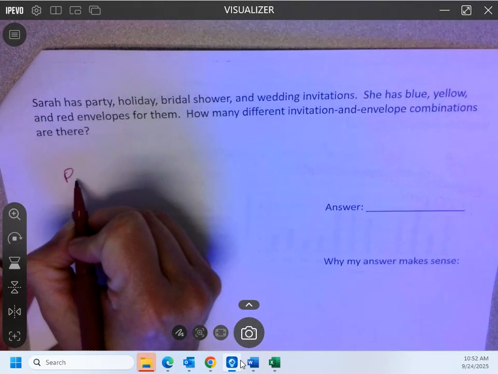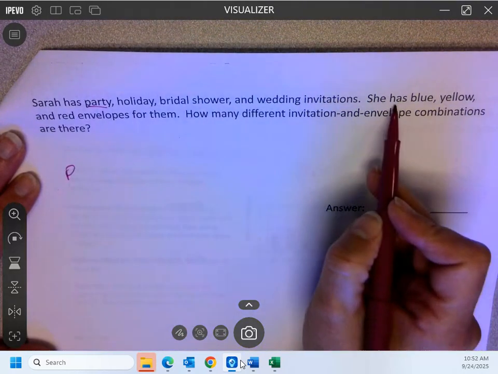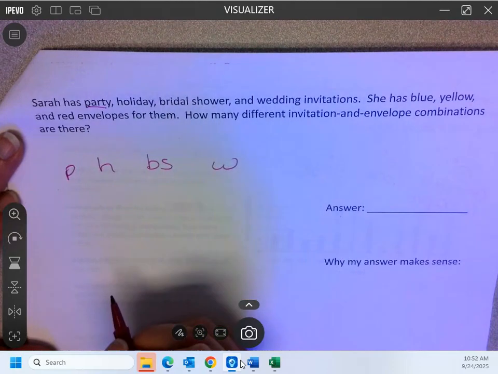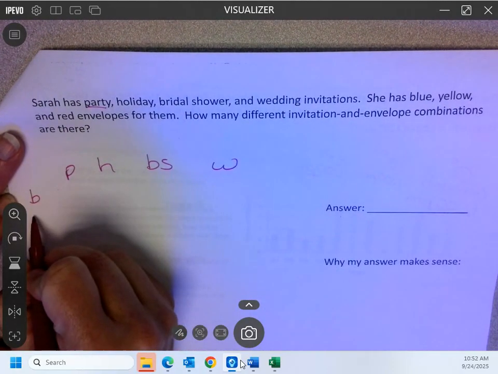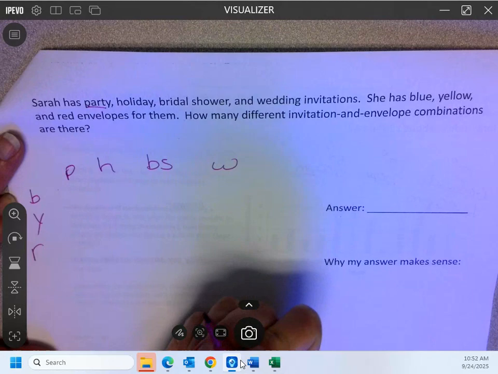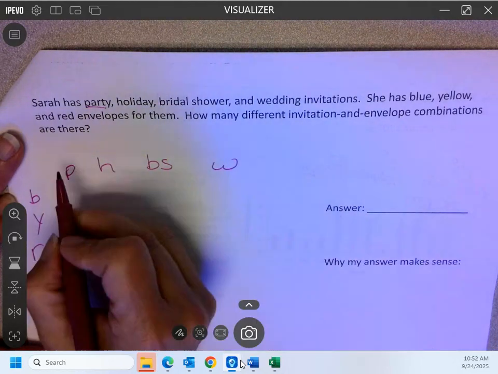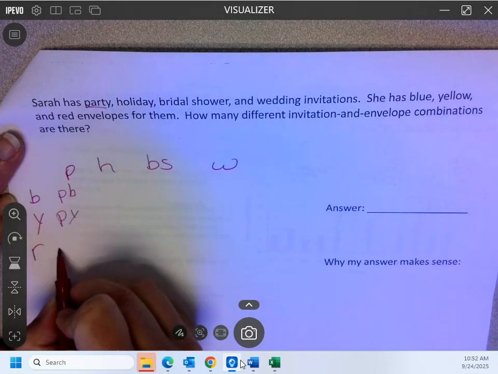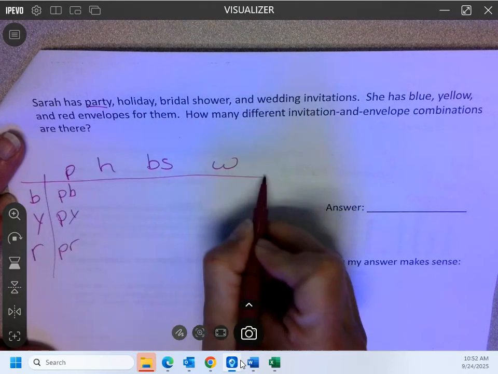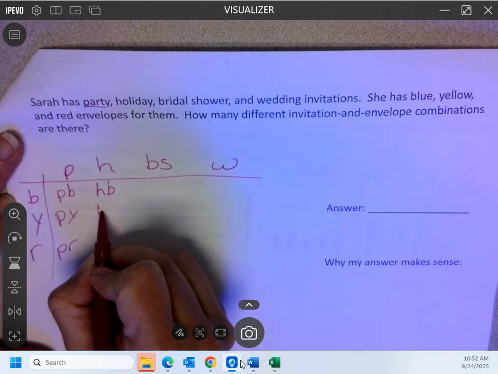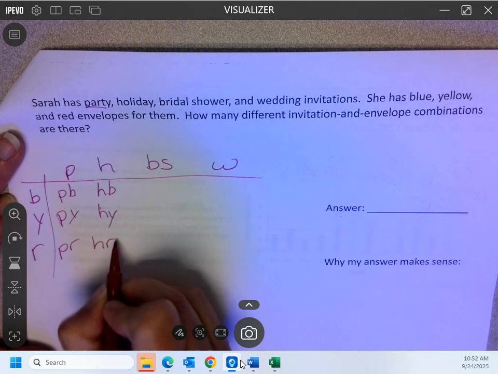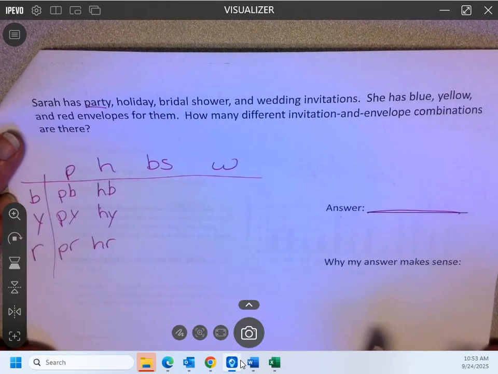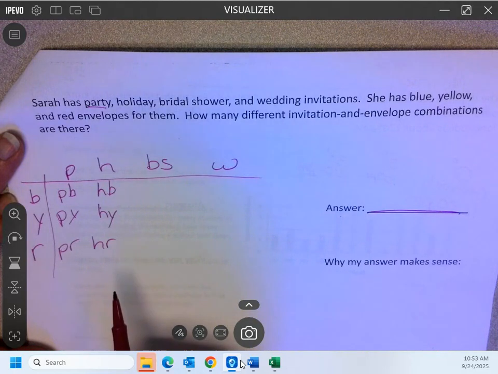Okay, so she's got party invites, and she's got holiday invites, bridal shower invites, and wedding invitations. Then she has blue envelopes, yellow envelopes, and red envelopes. So match it up. Party invites can be in a blue, party invites can be in the yellow, party invites can be in the red. Holiday can be in a blue, holiday can be in the yellow envelopes, holiday can be in the red envelopes. Figure out all your combinations. Write how many combinations altogether there will be.